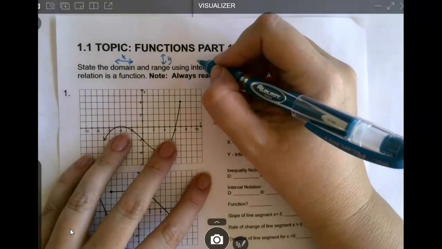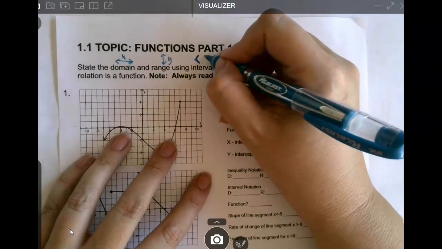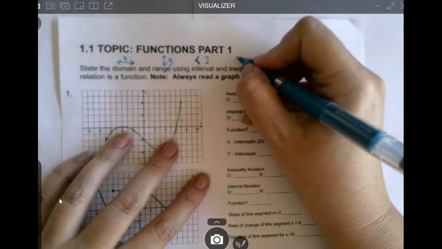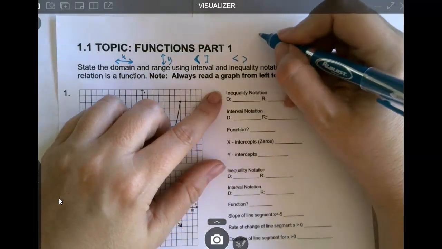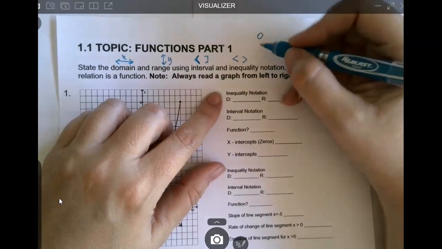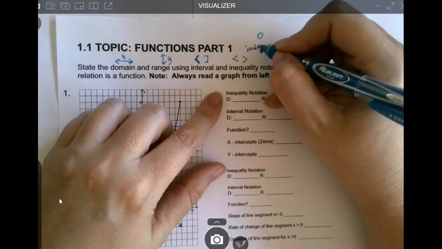Interval notation has to do with our curved brackets or our square brackets. And our inequalities has to do with our less than or greater than signs. And how we're going to tell which one we use is if it's an open circle, this one does not include the endpoint, and our closed circle does include our endpoint.